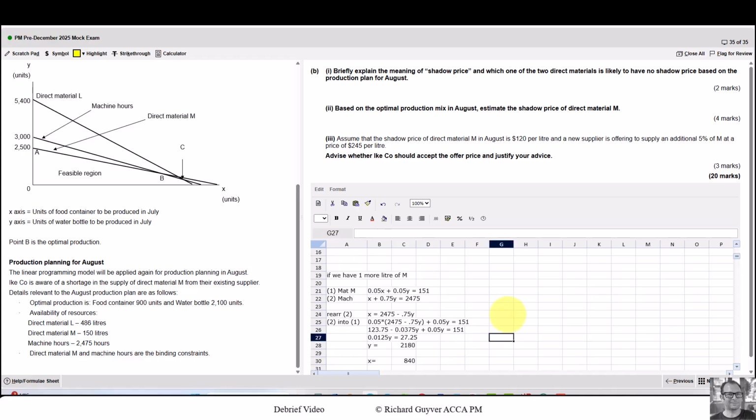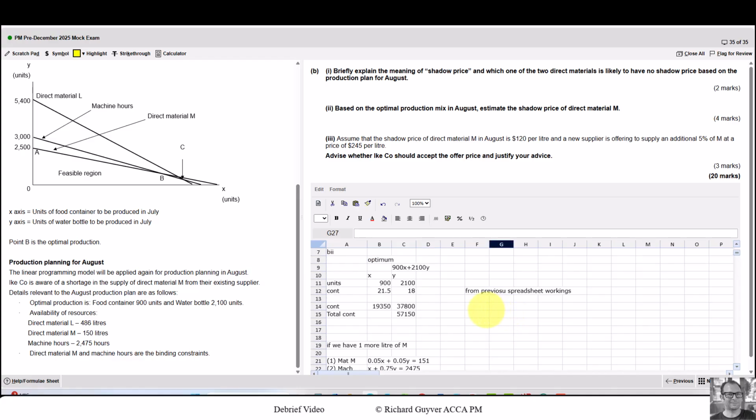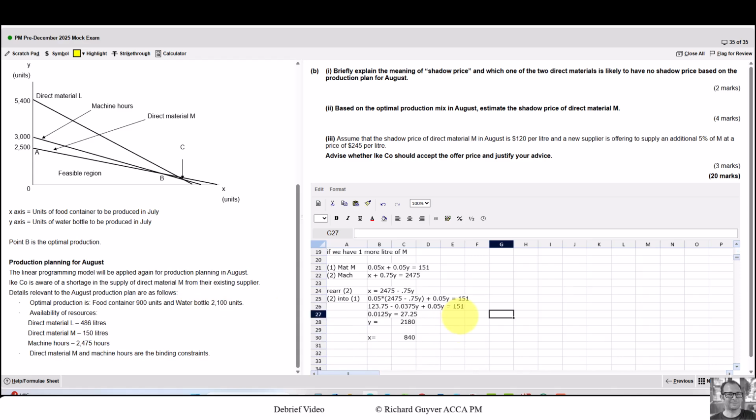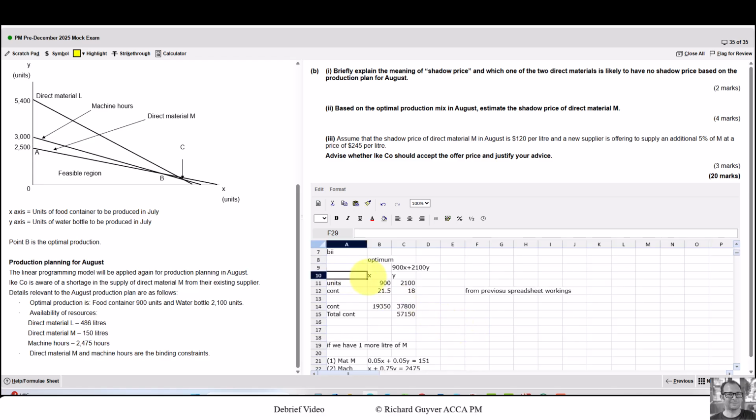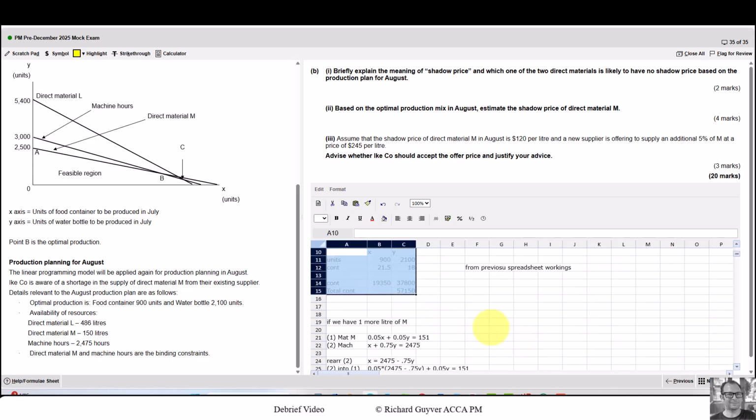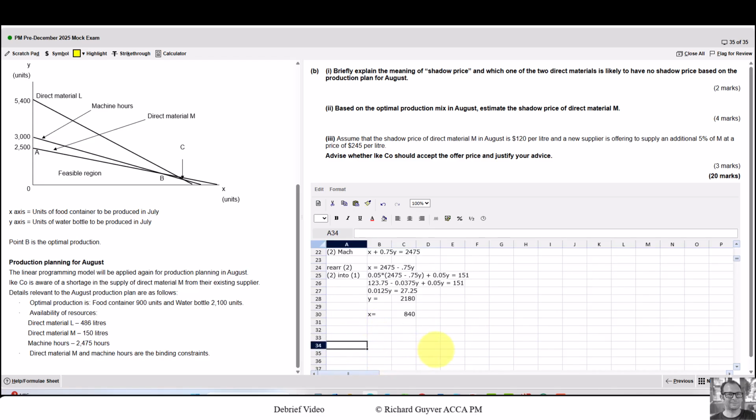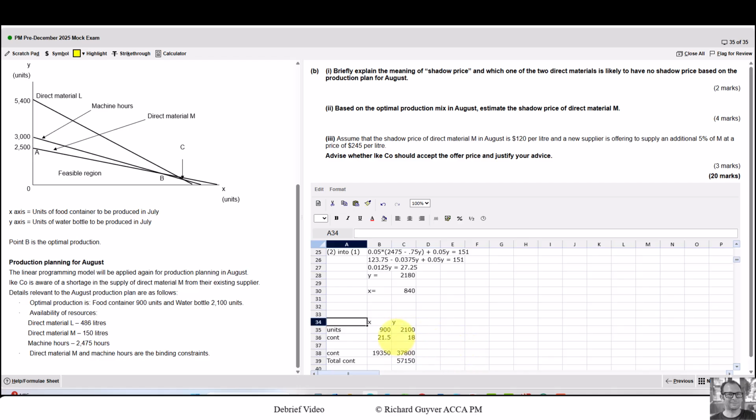So what that means is, instead of the optimum production plan of 902,100, if we have an extra litre of M, this is our new optimum production plan. And now you'll see why I did this. So I'm going to copy and paste this table I did above. Contribution stays the same, but instead of those figures, I'm just going to bring the figures that I've just calculated, and you see I've got a new contribution.